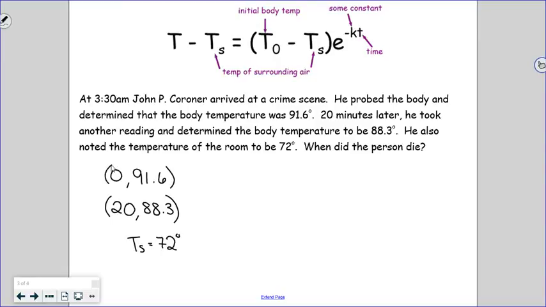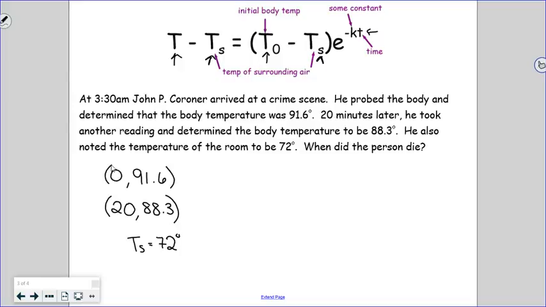Okay, so as we look at that Newton's law of cooling, obviously T sub S we have 72. I know that 20 minutes later the body was 88.3 degrees, so the body is 88.3. That would be this one right here. If I plug in 20 right here, those two numbers correspond to each other, right? And what we can do is let the initial temperature be 91.6. So we've got this one, we knew the temperature of the room, which is everything but the constant, and that means that we can plug all of that in and solve that equation for K. So we can at least get that far.